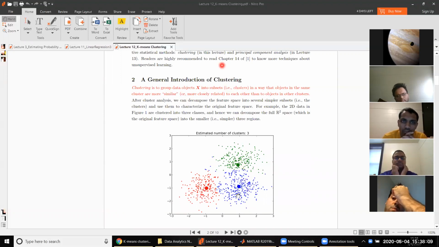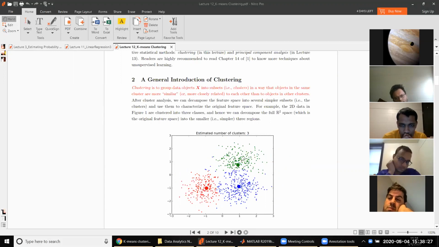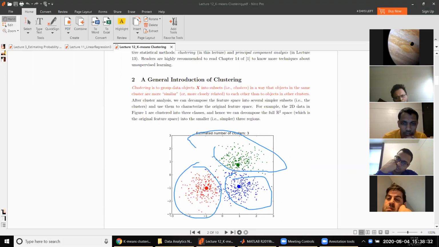For example, in this case, it's actually already given by the color. You can see here is one cluster, one group, here is another group, and here is another group. See it? This is the point of clustering. You may say, okay, so suppose you've already had these three groups, so what? The point is, have a look here. Originally, what is your feature space? Your feature space is the whole R2 space.